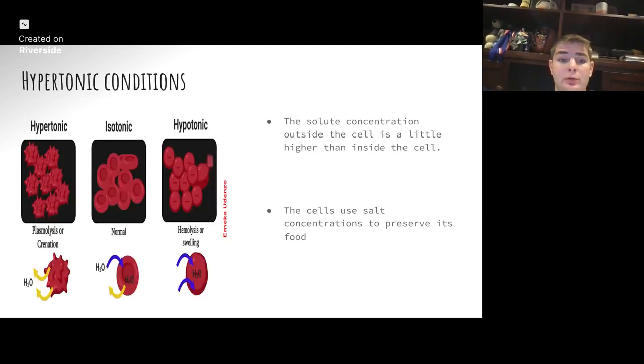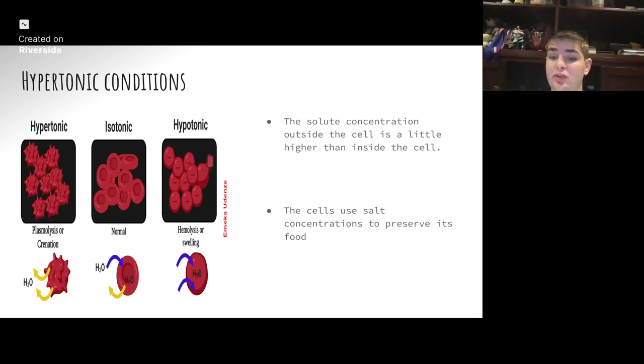Just did hypo. Now let's look at hypertonic conditions. The solute concentration outside the cell is higher than it is inside the cell. Salt concentrations are used to preserve food. It limits the growth of microbes, and the high osmotic pressure forces water to diffuse outside of the cell.